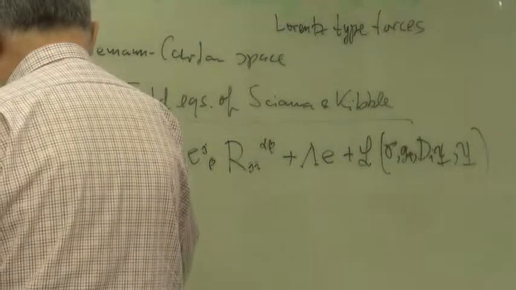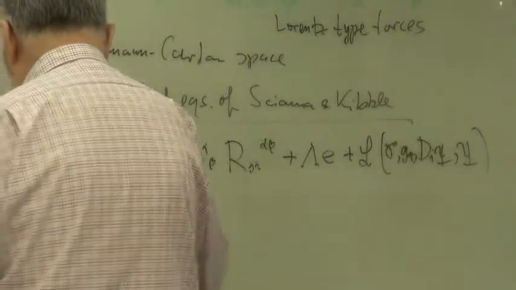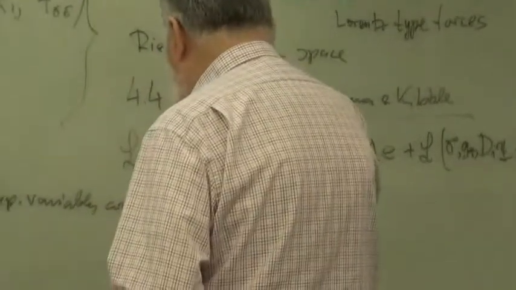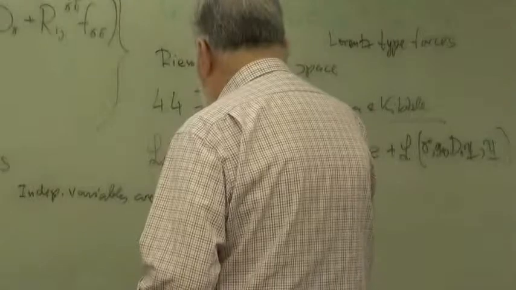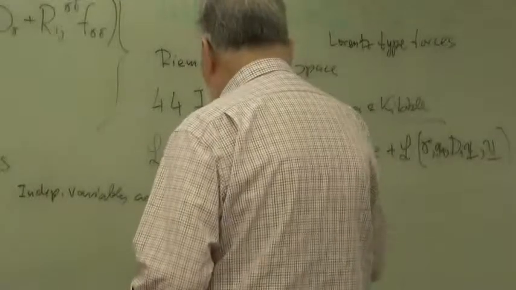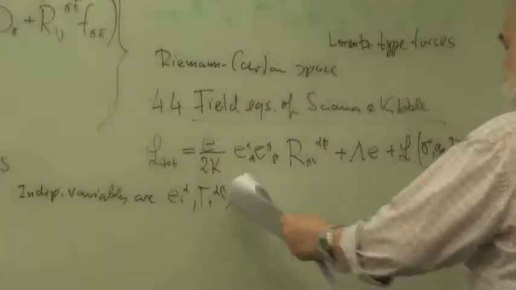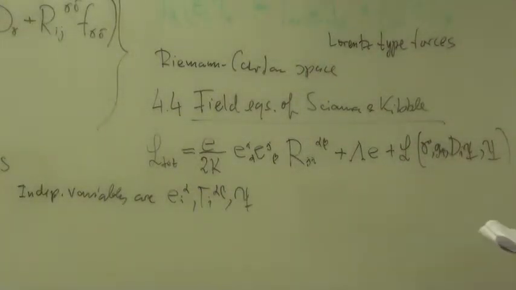Okay. And now the independent variables are, of course, the gauge potentials e_i^alpha, gamma_i^{alpha beta}, and psi, the matter field. So we get 2 field equations for gravity and 1 for matter.